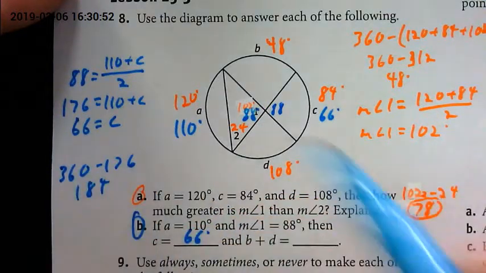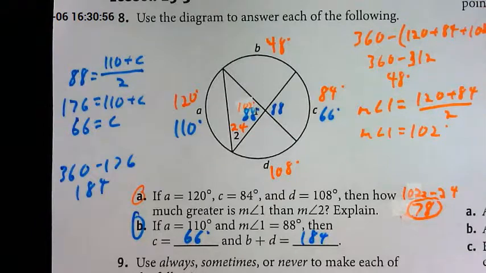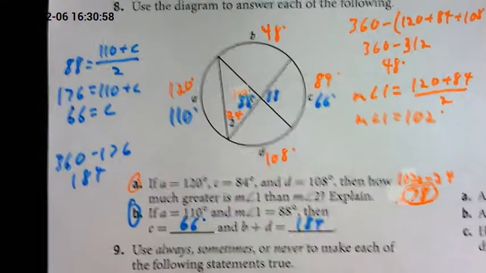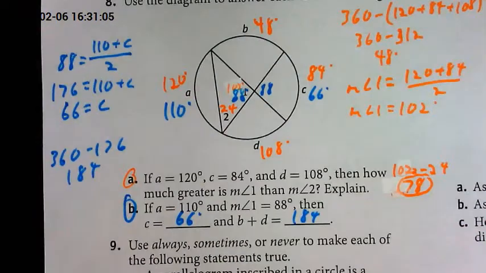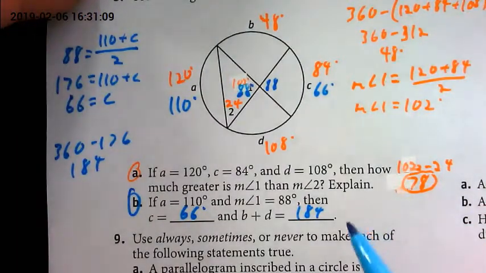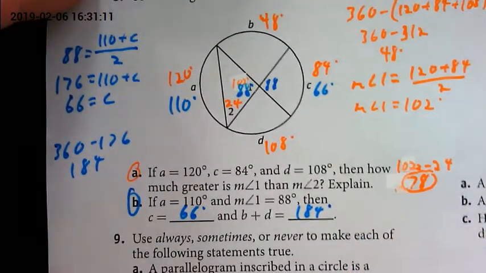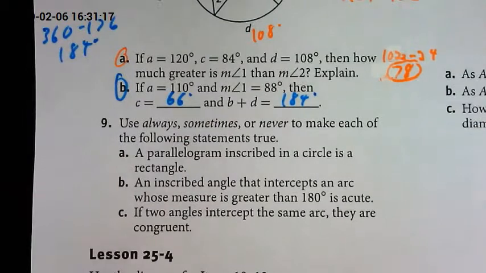184, you said? Again, you don't need the measures individually. You just need them together. Could you find them individually if you really wanted to? Probably, but we're not going to get into that. All right. So is that degrees? Yes, this is degrees. All right, on 9.